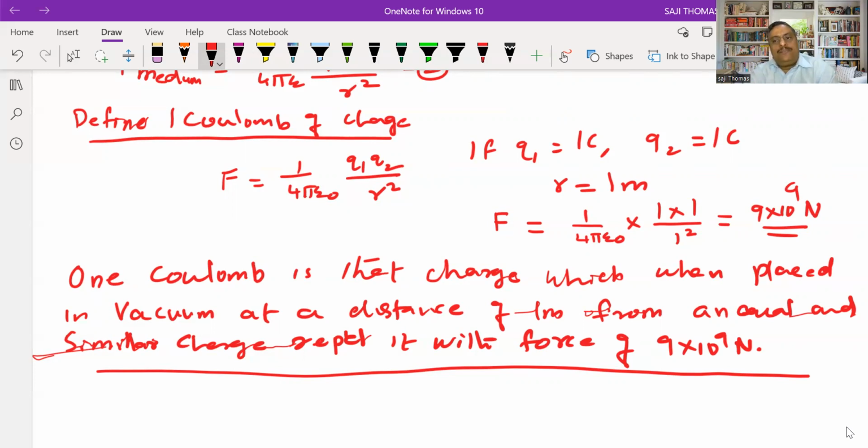And we learned a term, permittivity. What is permittivity? I told you permittivity is related to permission, right? It is the ability of a medium to permit. It gives a measure of the ability of the medium to permit electric force to pass through them. Permittivity of vacuum is represented by epsilon 0. Permittivity of medium is represented by epsilon.